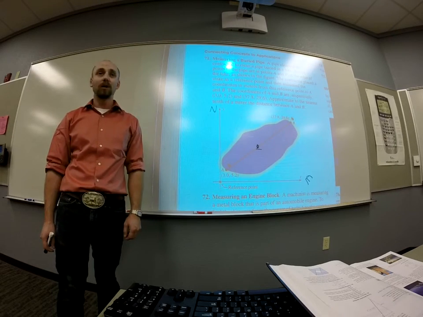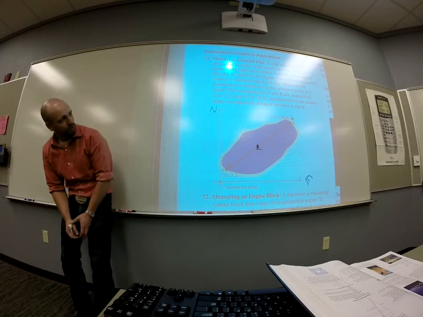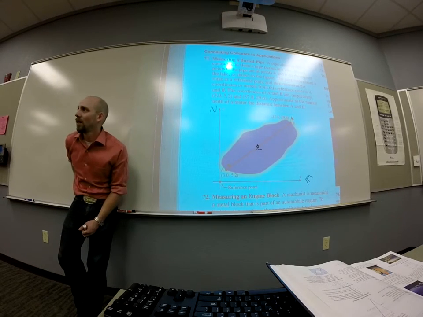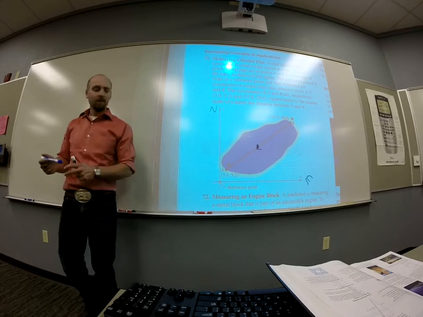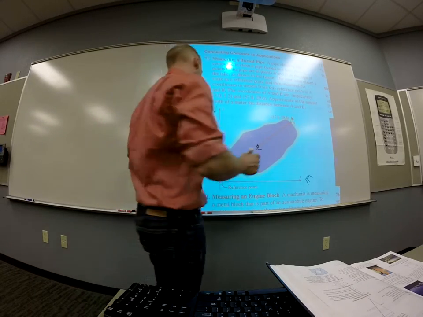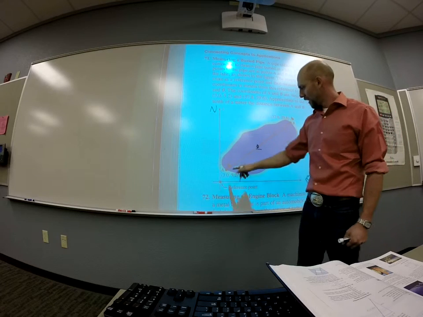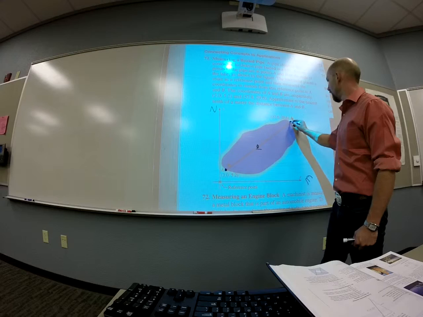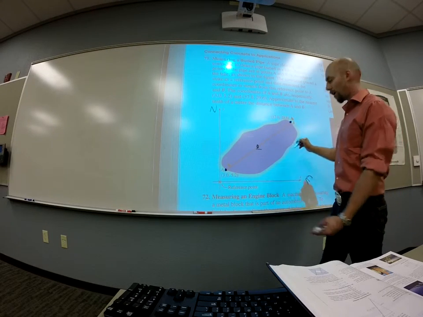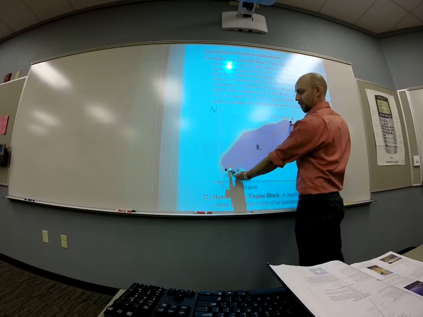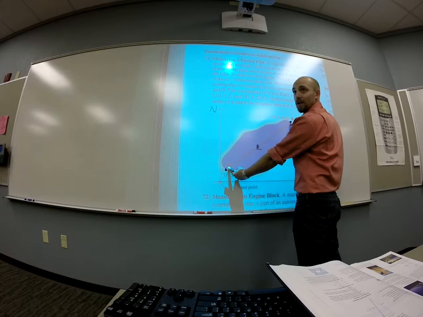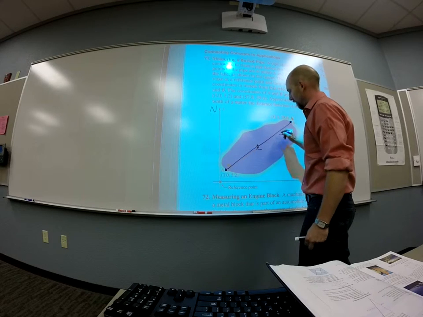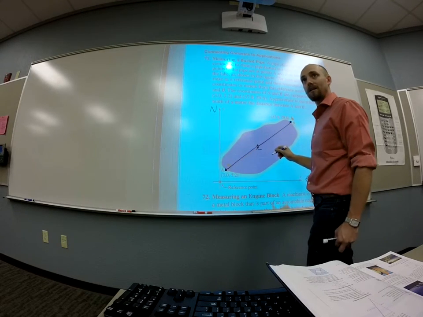So the distance between A and B is where on the picture? Can I see that? A is here, B is there. A and B are that far apart. So I want to find out about this length here.